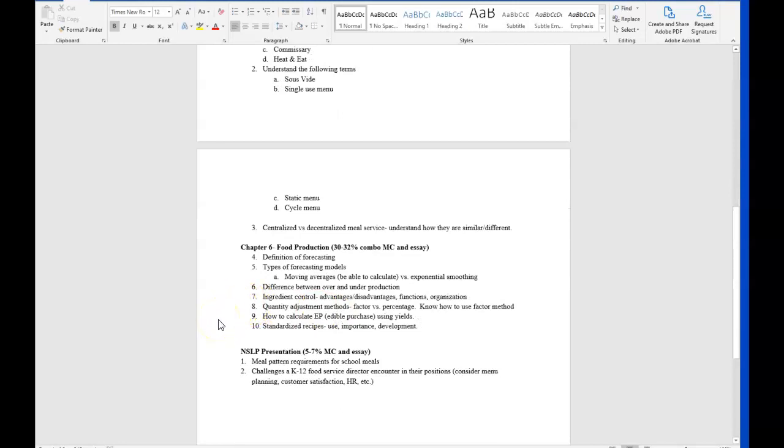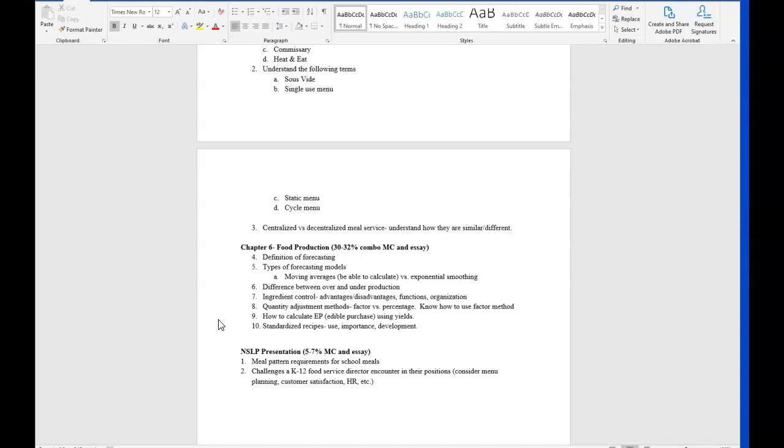Chapter 6, you have food production, 30 to 32% of the exam from here, both multiple choice and essay. So you'll need to be able to define forecasting and identify different types of forecasting models. Moving averages, know that it's a time series model. Same thing with exponential smoothing, that's a time series model. You will have a question where you'll need to calculate a moving average, so make sure you review that piece.